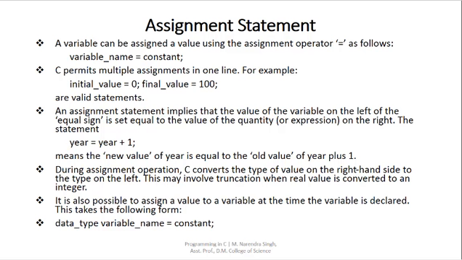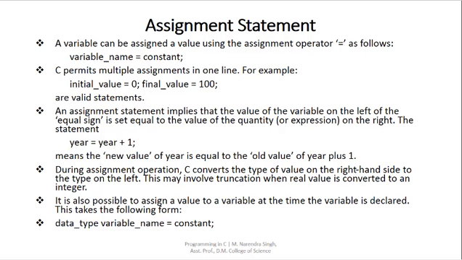C permits multiple assignments in one line. For example, initial_value = 0; final_value = 100;. In one single line, we are assigning the values 0 and 100 to the variables initial_value and final_value respectively. An assignment statement implies that the value of the variable on the left of the equal sign is set equal to the value of the quantity or expression on the right.